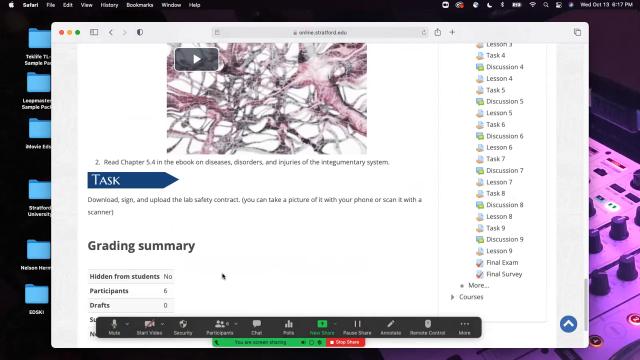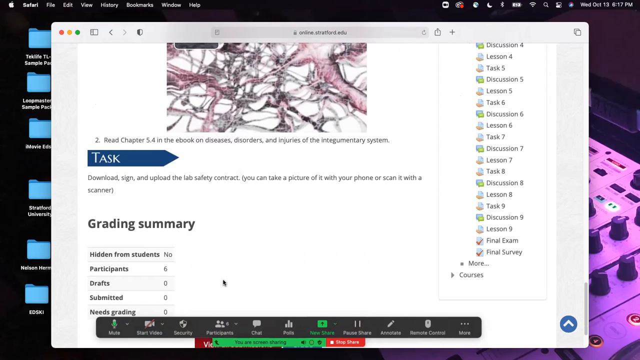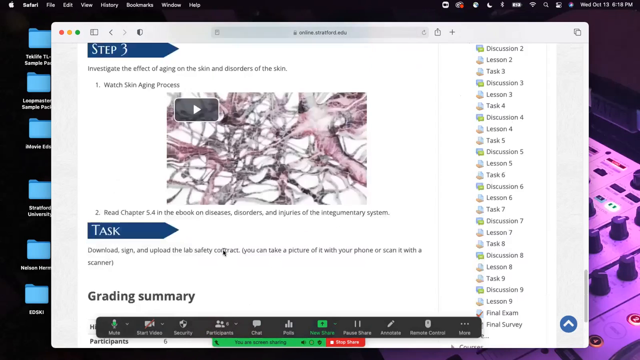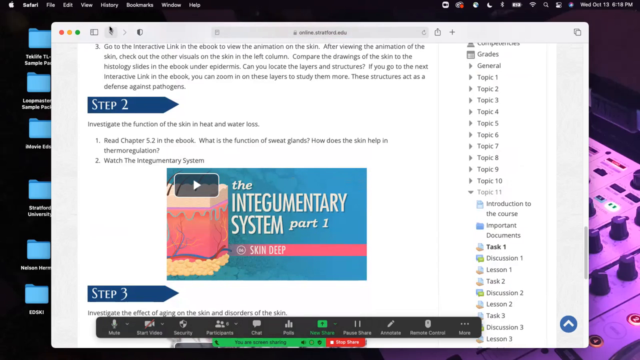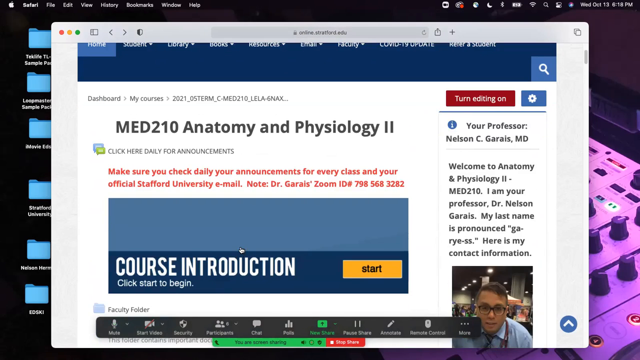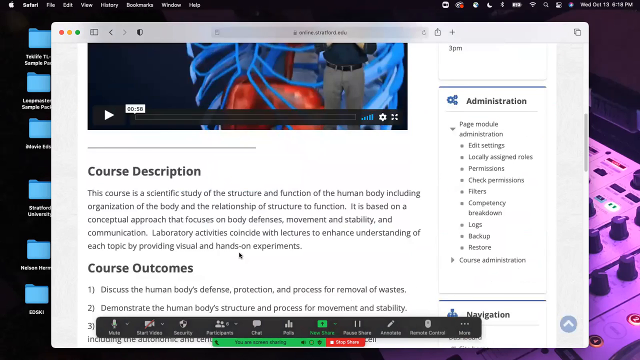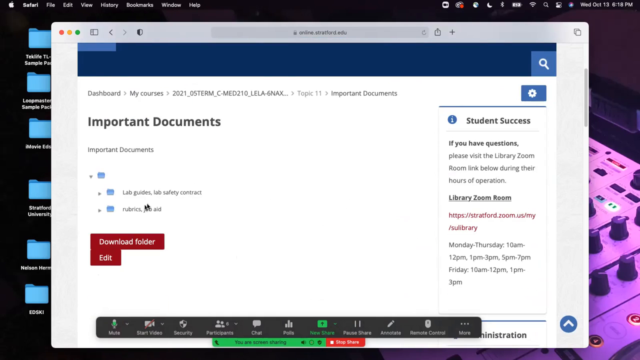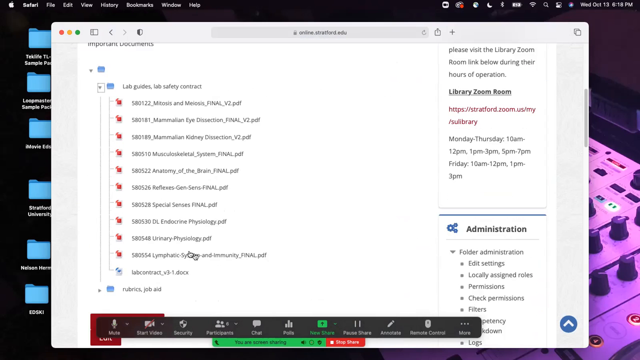Okay, no question. So the first thing you got to do is download, sign, and upload the safety contract. If you don't know where that is, you go back to the first page of our Moodle and you click on this course introduction. And in the course introduction, you go all the way to the bottom. You scroll down to important documents. And there you go, you click on this little arrow, lab guides, lab safety contract. Click on that and click on this lab safety contract.